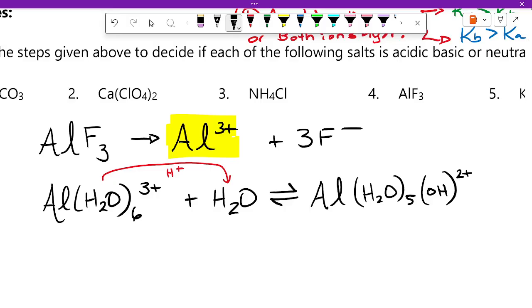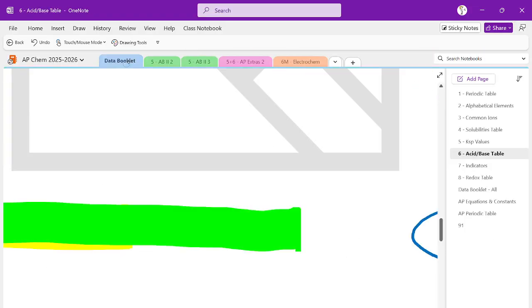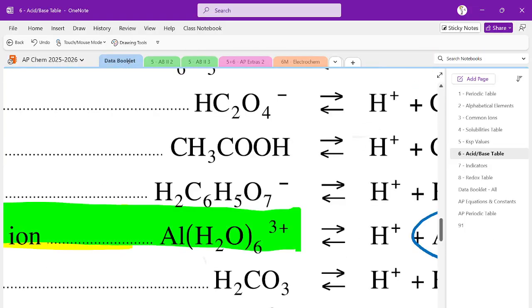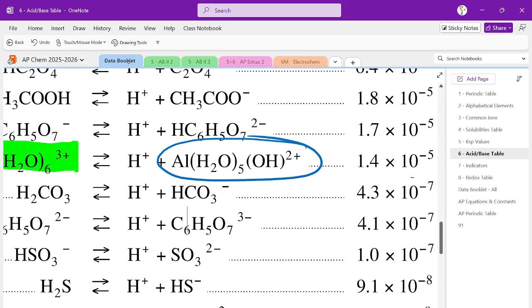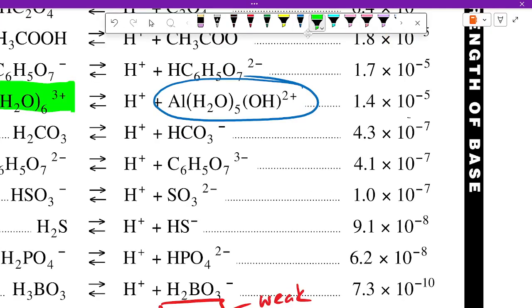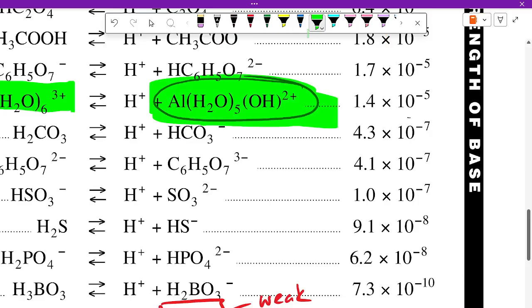But you don't need to remember that because it is also given in the data booklet on the other side of the table. So you can do that whole thing where you get rid of one of the waters and you replace it with an OH, or you can just look here. Yes?